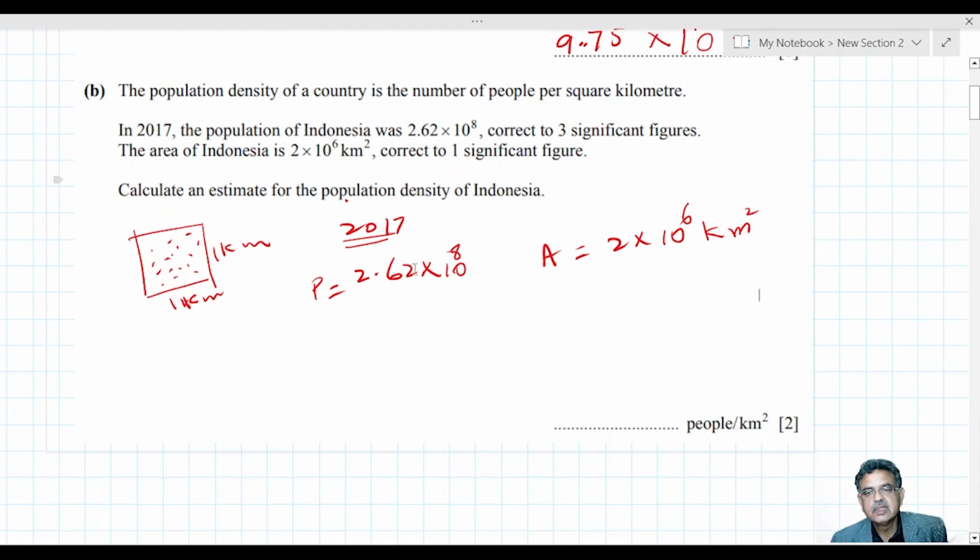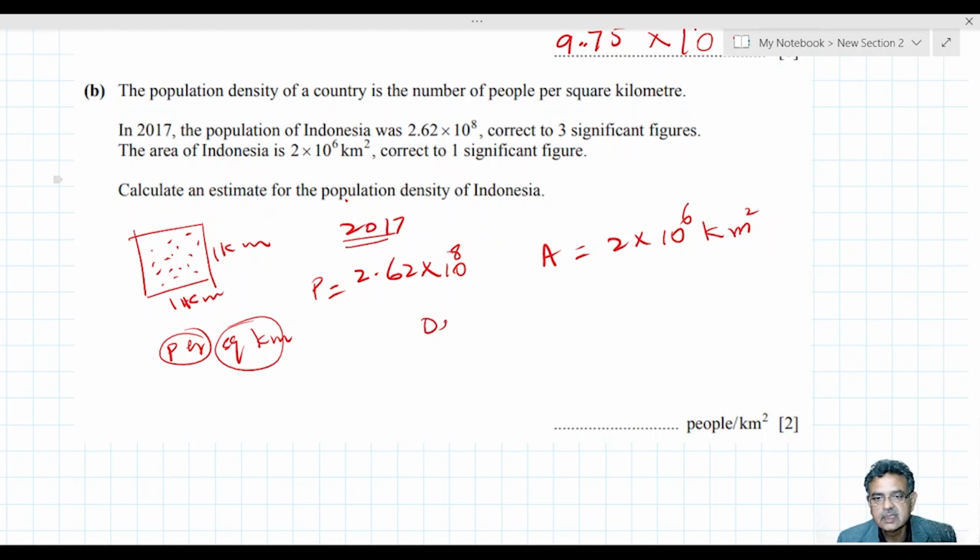Density means population per square kilometer, per and then square kilometer. That means per means divide. Square kilometer means we have to divide population by this value of area. So density will be 2.62 multiplied by 10 power 8 divided by 2 into 10 power 6.